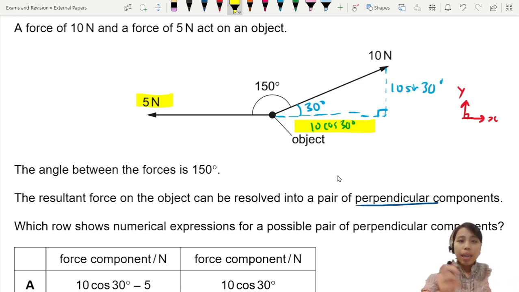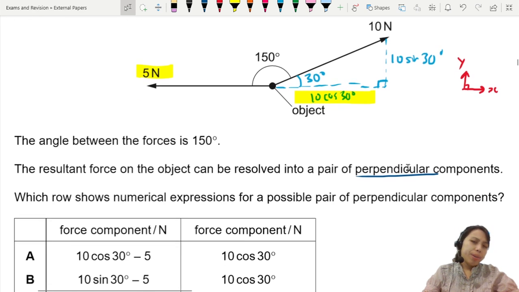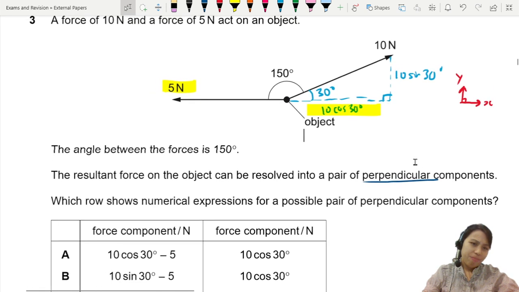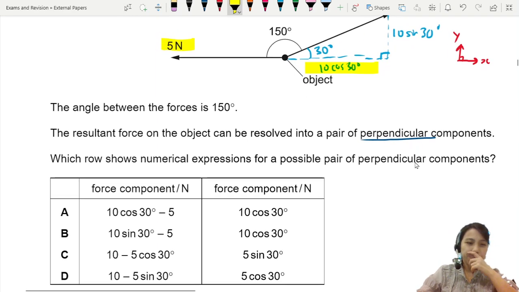So for example, if you want to look at the horizontal part, we compare 5 and 10. They both point in opposite directions. So one of them has to be negative, one of them has to be positive, because based on our system, one is positive, one is negative, pointing in different directions. But if we look at the answers, is there something that has 5 Newton and 10 sine 30? 5 Newton, 10 sine 30, potentially this. Okay, 5 Newton and 10 cos 30.